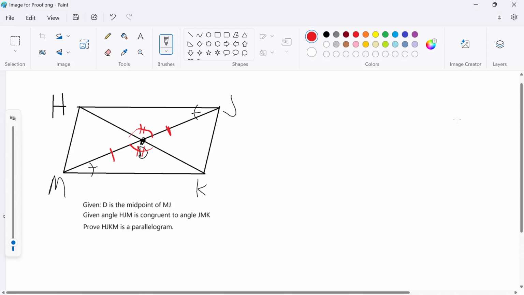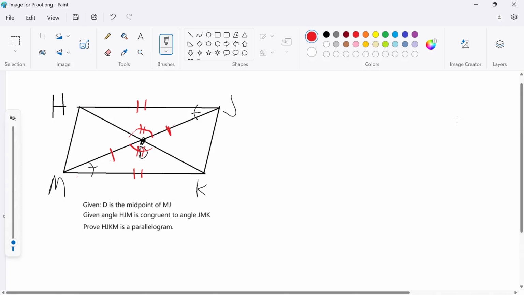So now I've got angle, side, angle, angle, side, angle. And that's one way to prove that triangles are congruent. So now this triangle, JDH, and triangle MDK, those are congruent triangles. That will tell me that HJ is congruent to MK. Corresponding parts of congruent triangles are congruent. So I've got HJ and MK congruent.